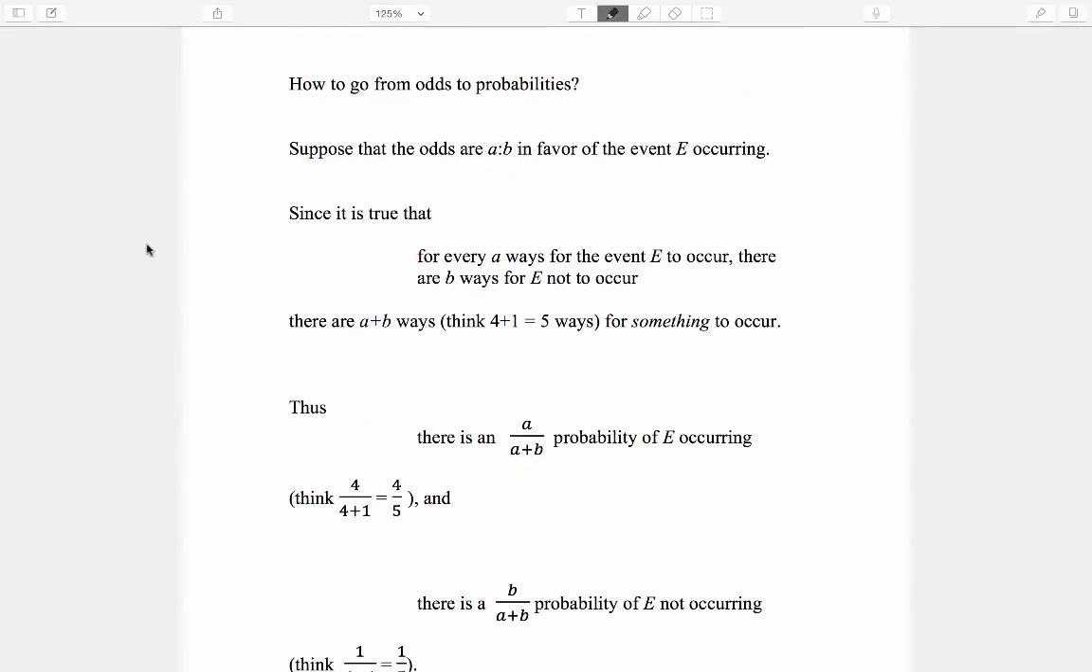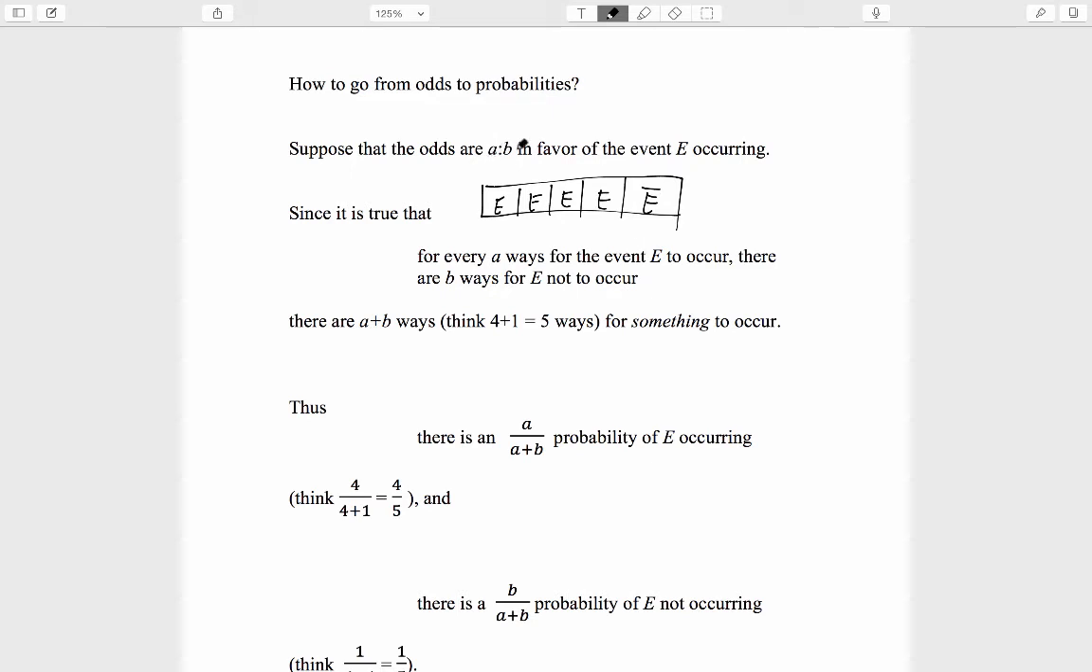What about in the other direction? If we know the odds, how do we find the probability? Let's suppose that the odds are A to B in favor of the event E occurring, which means that we can draw a strip diagram which has A boxes marked by E, followed by B boxes marked by E complement. And just to make this line up with our previous example, I'm going to draw it like so. Here the odds were 4 to 1 in favor of E.